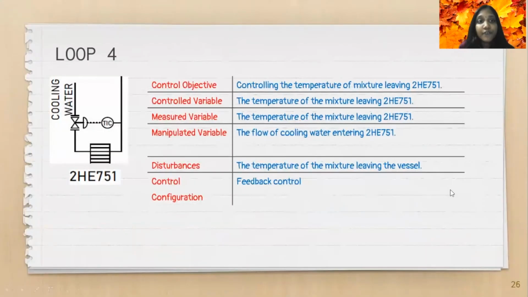Now let's see loop 4. The control objective is controlling the temperature of the mixture leaving the heat exchanger, and the control variable is the temperature of the mixture leaving the heat exchanger. The control variable and the measured variable are the same, which is the temperature of the mixture leaving 2HE751. The manipulated variable is the flow of cooling water entering 2HE751. The disturbance is the temperature of the mixture leaving the vessel. Since the control variable equals the measured variable, the control configuration is feedback control.